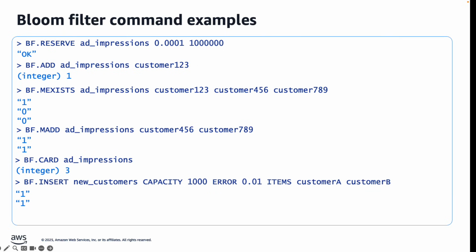While you can let a filter auto-create with defaults, explicitly reserving with your expected capacity and error rate is much more efficient. For example, bf.reserve usernames 0.001 1 million creates a filter for 1 million usernames with 0.1% false positive rate. So this particular command creates a new Bloom filter called new_customers with capacity of 1000 items before scaling, and then error rate 0.01, a 1% false positive rate. Initial items will be added as customer A and customer B, and integer 1 will be returned when the items are added.